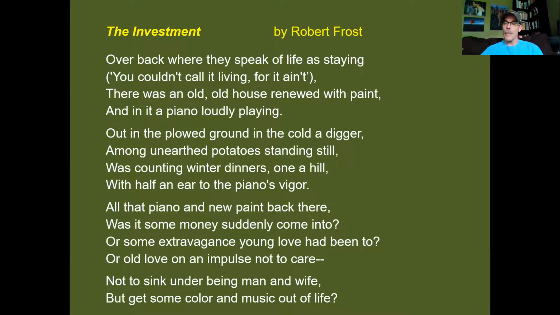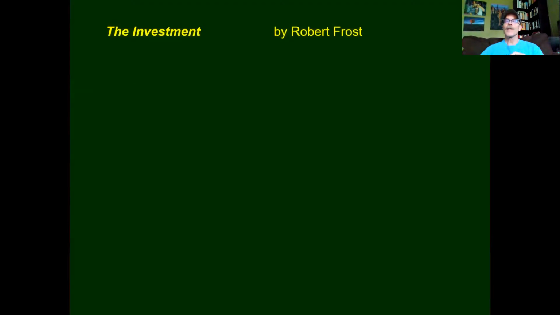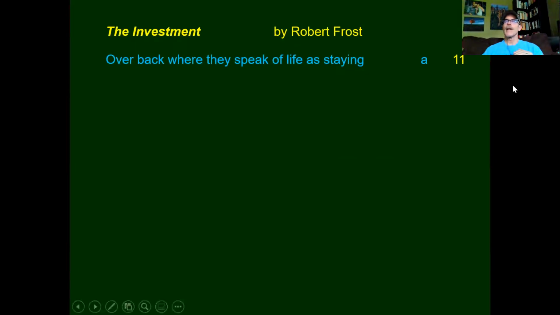Okay. Now I'm going to walk you through how this poem looks, line by line. All right. So over back where they speak of life as staying, and I don't know if you can see this or not. Okay, so we talked about the two types of sonnets, English and Italian, right? Italian, hendecasyllabic, 11-beat line. Yes? Okay. And remember the rhyme scheme, ABBA, ABBA, and then some variation of CDE, CDE, something of that nature.